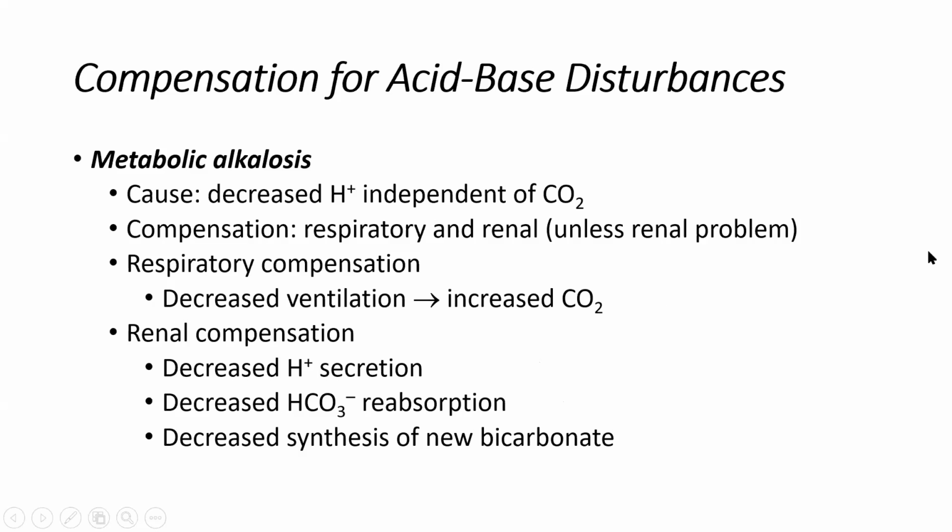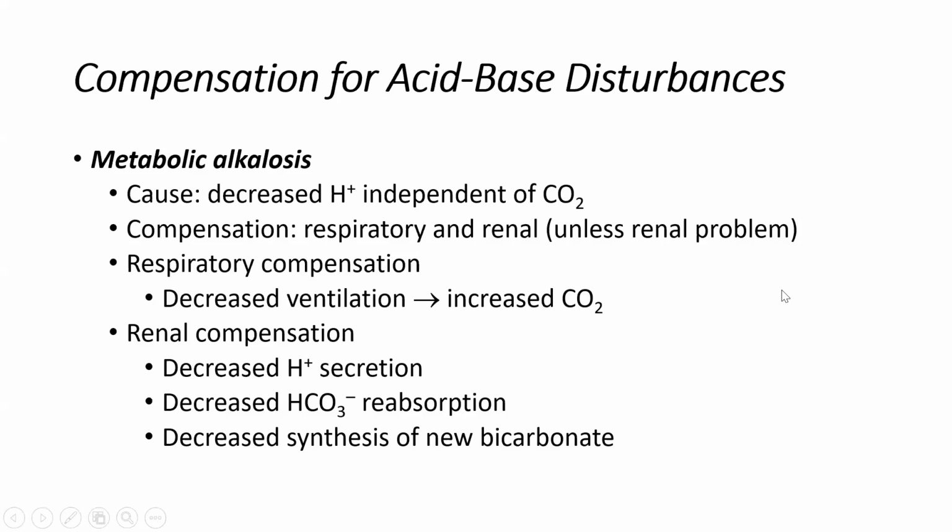And then the opposite is true here. If we have a metabolic alkalosis, which is caused by a decrease in the plasma hydrogen ion concentration that is not involving the lungs, the compensation will be in the kidneys and the lungs, unless there's lung issues or lung problems. The lungs will decrease ventilation in order to hold on to more CO2 to correct that alkalosis. The kidneys will decrease hydrogen ion secretion, again holding on to more acid to correct that alkalosis, and then decrease bicarb reabsorption so that we get rid of that base, or decrease the synthesis of new bicarbonate.